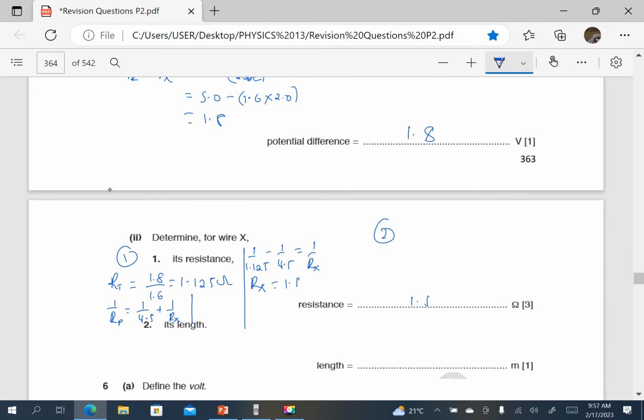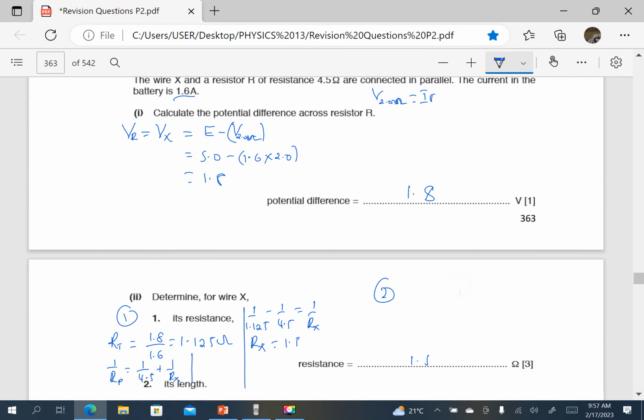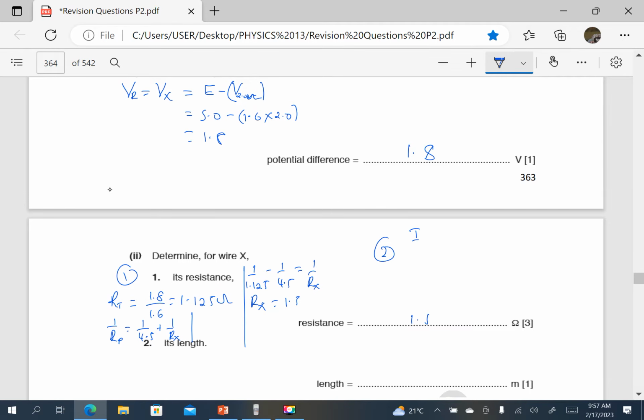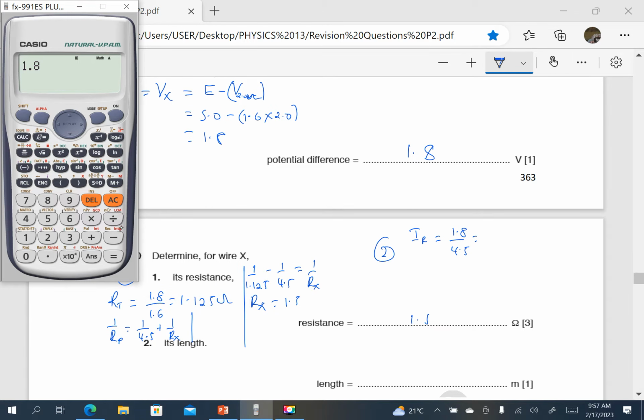Method number 2, I'm going to find the current which goes through R. I'll call it I going through R, which is going to be the PD, that is 1.8, divided by the resistance of R, which has been given as 4.5. So this is the current through R, 1.8 divided by 4.5, that is 0.4.